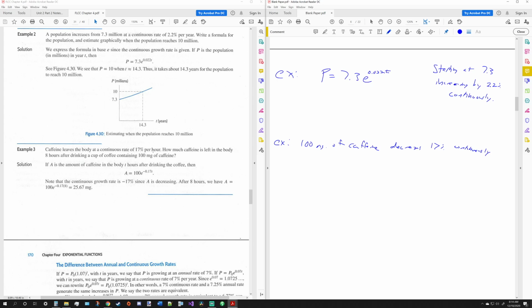Now notice it does say per hour, but it's continuous. So per hour is just telling us what our T is measured in. Right? In the last example, the population was per year, so T was being measured in years. This one, it's per hour, so T is being measured in hours. So 100 milligrams of caffeine decreases 17% continuously, I'll just add that in there, per hour. So after 8 hours, how much is left?